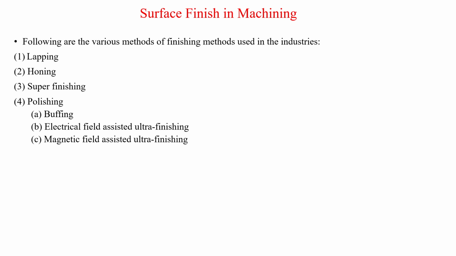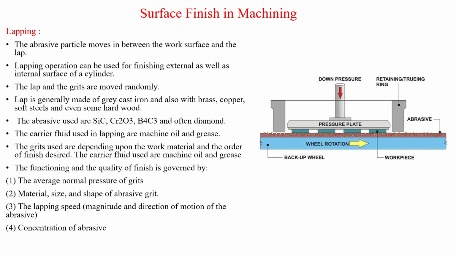In polishing we will see buffing, and then we'll see electrical field assisted ultra finishing, and magnetic field assisted ultra finishing. This is the overall content of the finishing processes which we are going to see today. Okay, let's start with lapping. First of all you should know what lapping means.